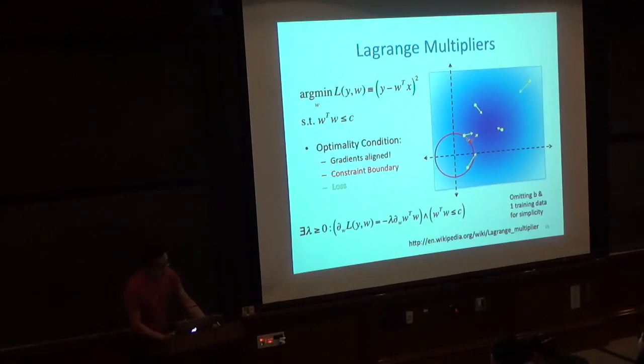In other words, there exists a lambda, right? So let lambda be the scaling factor. This is the tangent to the surface. This is the gradient of the loss function. When they're parallel, that means one is a scalar multiple of the other. That's what it means for the two to be parallel. And that means that there exists a lambda such that one is lambda times the other.